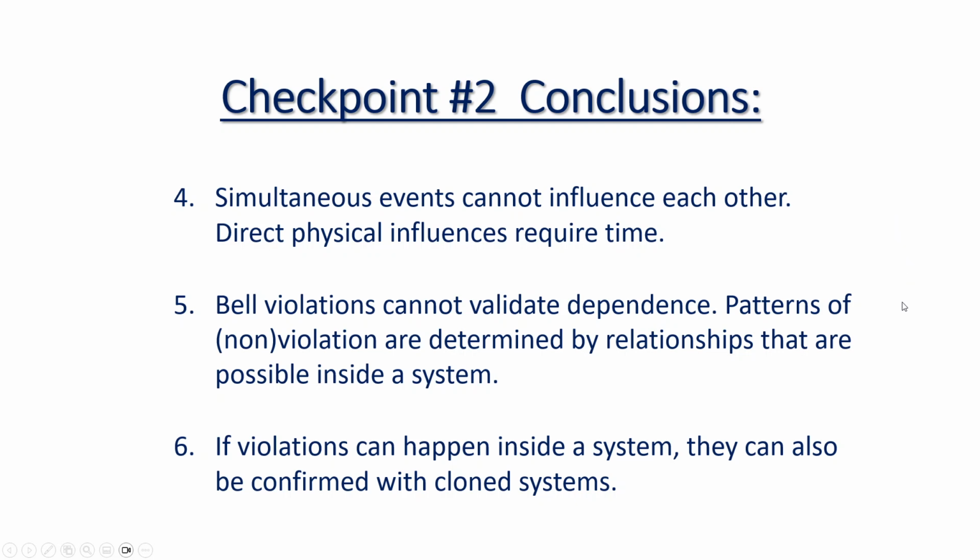Finally, once we determine if the order of events is consequential, Bell violations cannot add anything to this discussion. The ability to violate or not to violate such inequalities is entirely determined by the relationships between the properties of single systems. If we get violations as part of a single system, then we can also expect them for pairs of clone systems. This cannot tell us anything new about the dependence or independence of relevant variables.